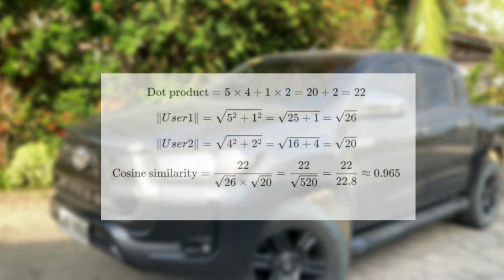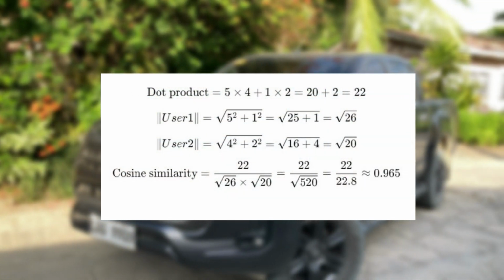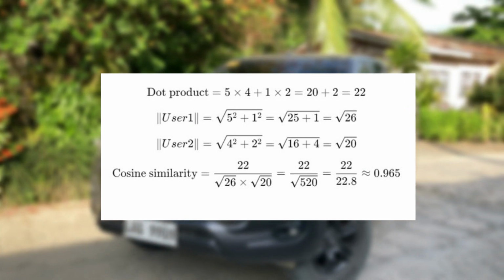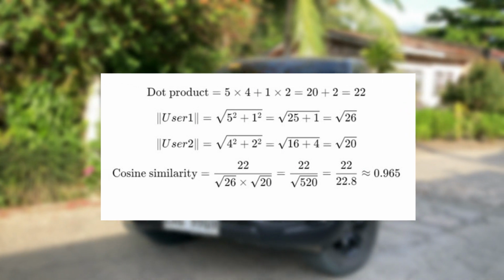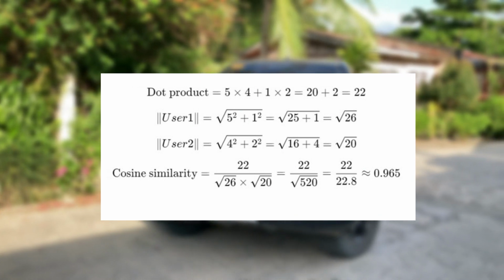Using this formula, we are now going to solve for the similarity score between our target user, which is user 1, and user 2. We know that their common movies are movie A and B. Both users' ratings for movie A are 5 and 4 respectively. Their ratings for movie D are 1 and 2 respectively. We are going to solve for the dot product using these given ratings. To solve for the dot product, we have to multiply 5 by 4 and 1 by 2. The results shall be added and it would equate to a total of 22.